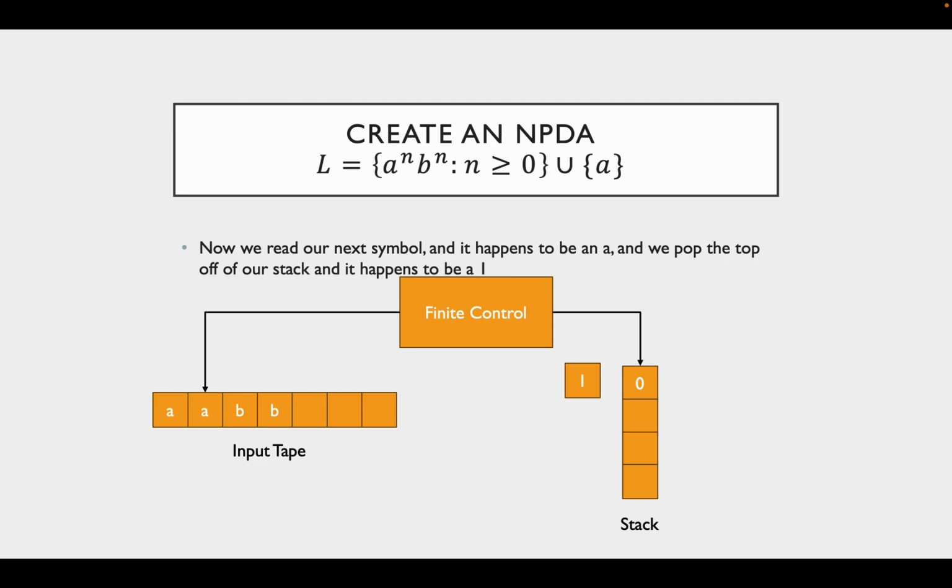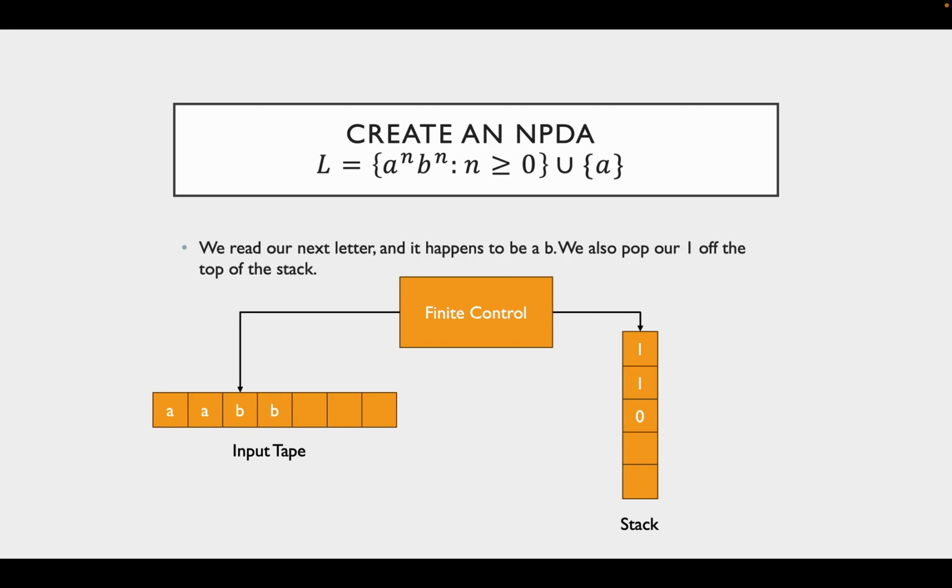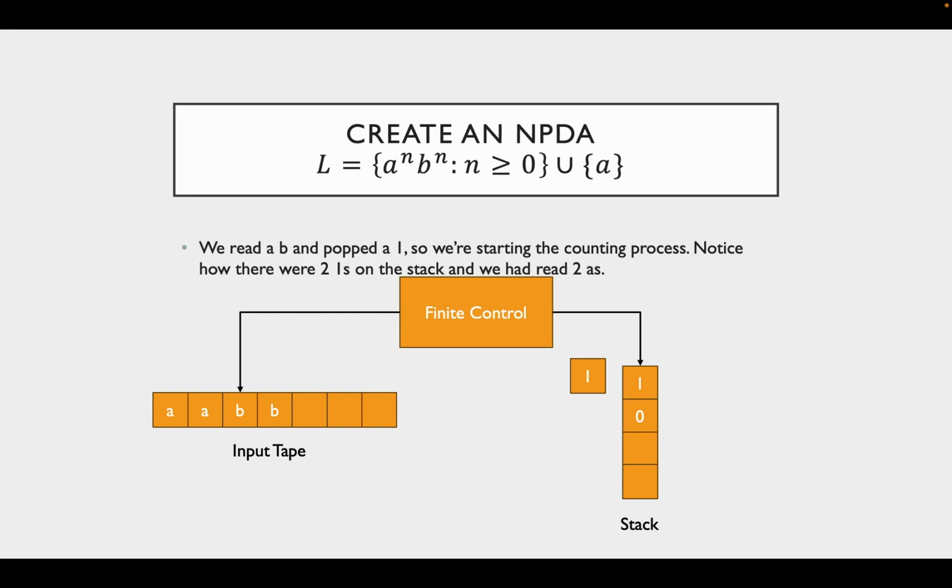We pop the top off of our stack and it happens to be a 1. Since we read an A, we want to put another 1 on the stack. But remember, we have to put our other 1 that we just popped off back on the stack. We read our next letter and it happens to be a B. We also pop our 1 off the top of the stack. We read a B and we popped a 1.